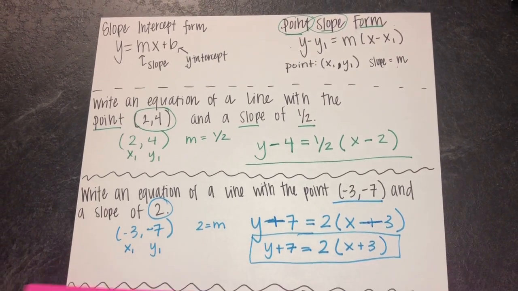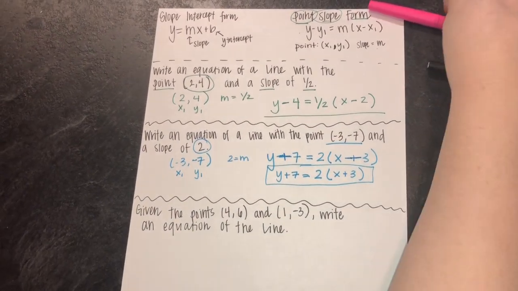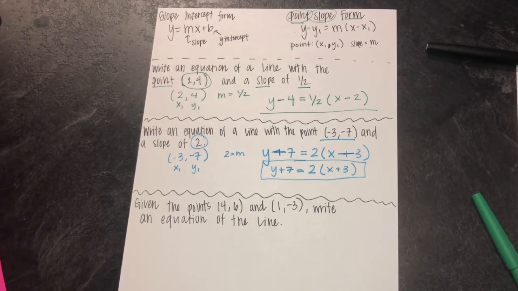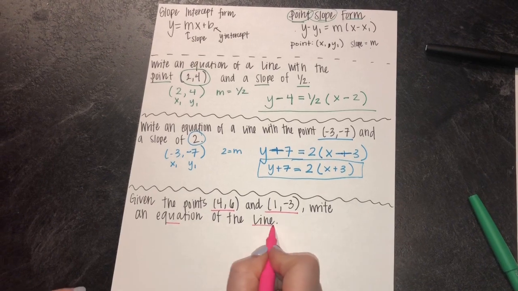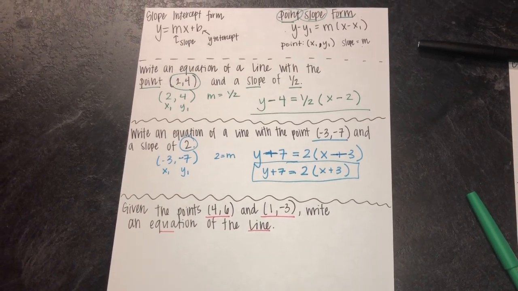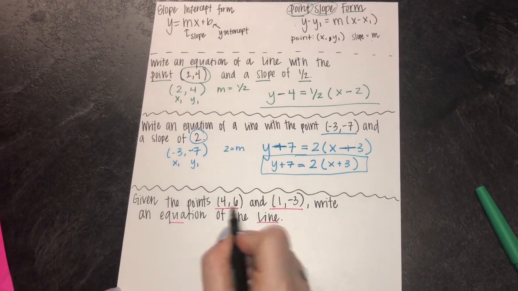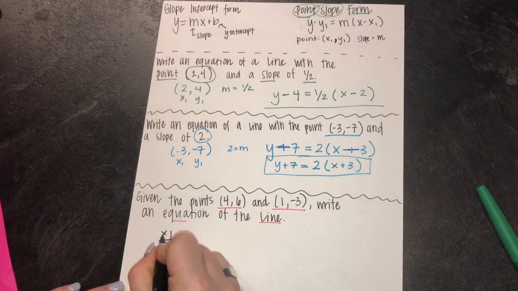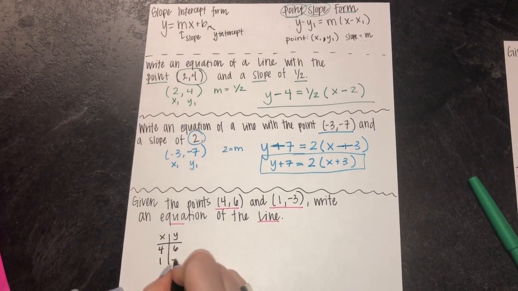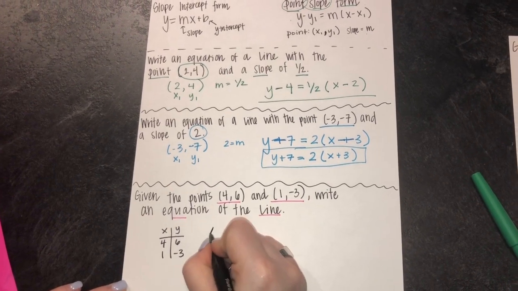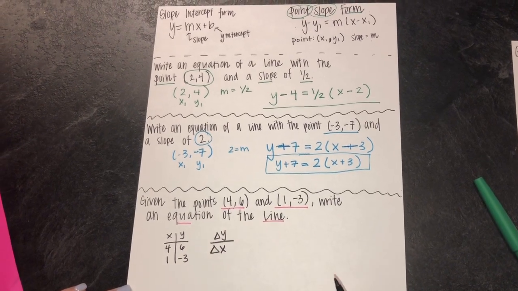All right, let's take it one step further. And if you need to pause and do that again, you're welcome to do that. It says, given the points (4, 6) and (1, -3), write an equation of the line. Well, right now we don't have our slope, but we can easily figure that out. Let's remember what we talked about last week. When I have 2 points and I'm finding slope, I'm going to put those 2 points in a table. I have (4, 6) and (1, -3). We know when we're finding slope, we're really finding delta y, the change in y, over the change in x.